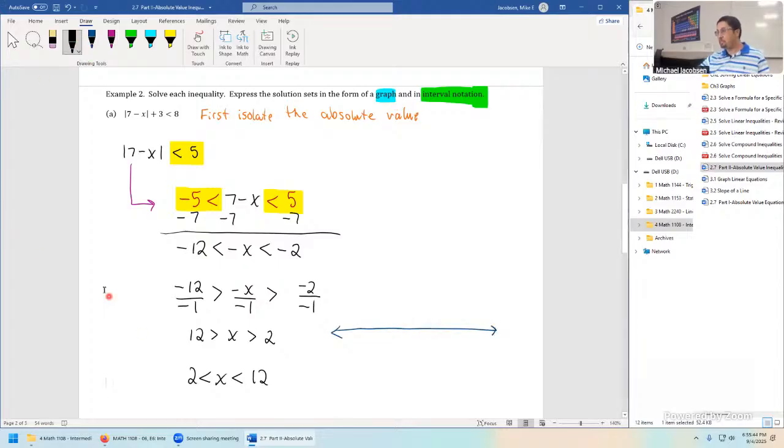There's two key cut points, 2 and 12. So cut the number line here at 2, cut it again at 12. We'll require an open circle for this one to match the less than sign, and shade in the middle.